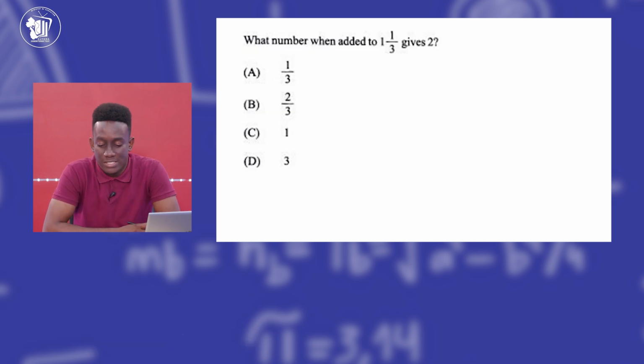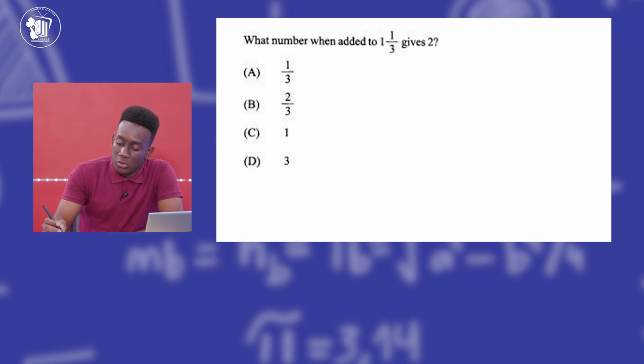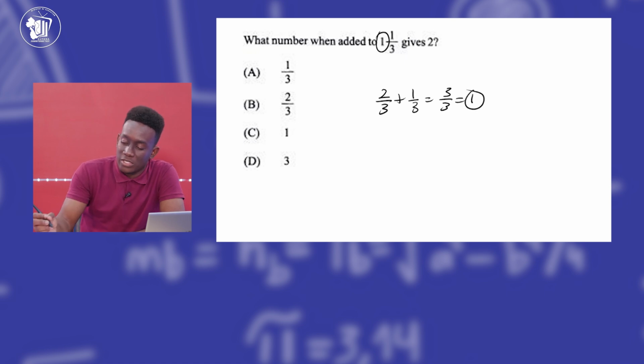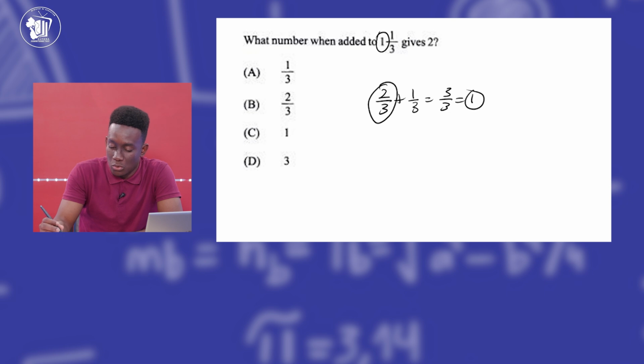The next one is a very easy one. What number when added to 1 and 1 over 3 gives 2? In order to get a whole here, we need to turn this into 3 over 3. So we need to add 2 over 3 to 1 over 3, and that will give me 3 over 3, which is a whole. So 1 plus this one would give me 2. So the answer is 2 over 3, which is simply B.